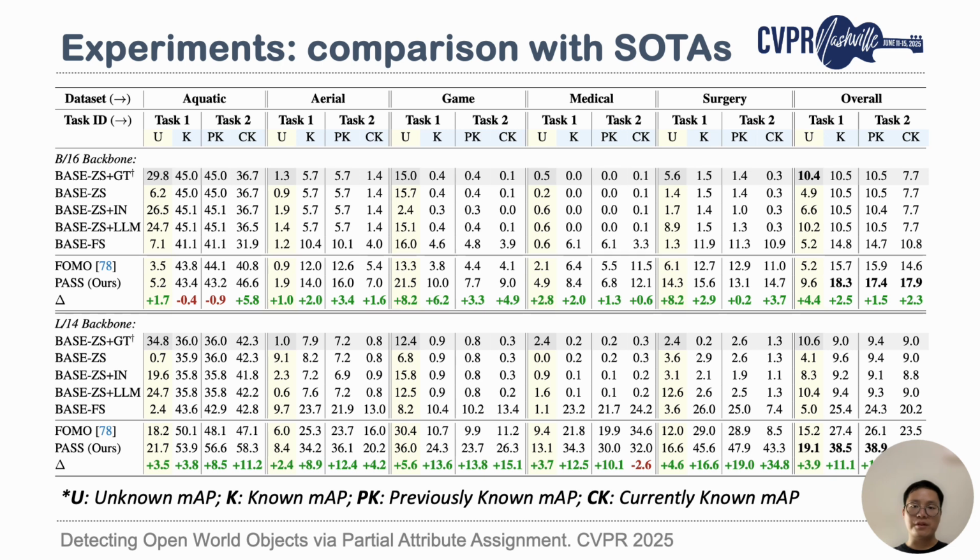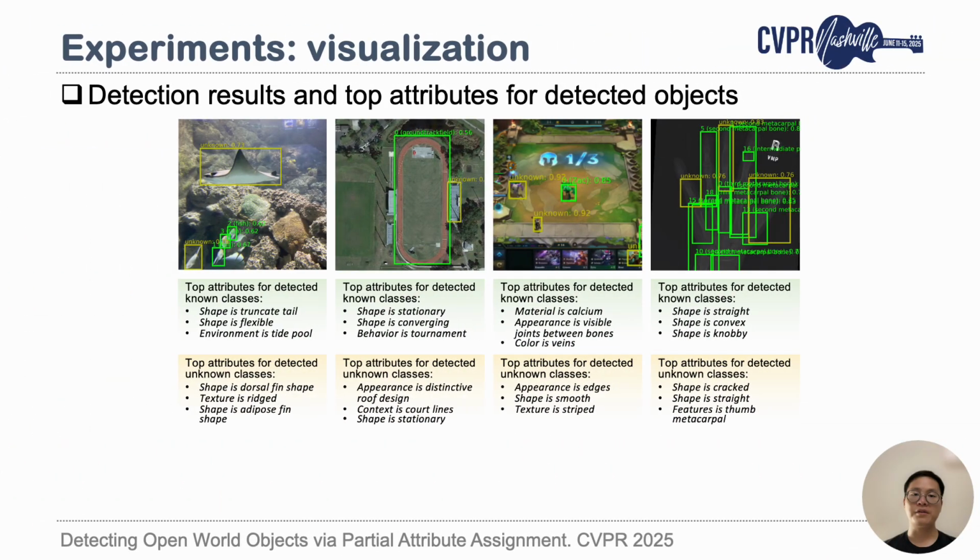From experimental results, we can observe significant performance improvement over the existing state-of-the-art methods. Also, we show that our method is able to accurately detect both known and unknown objects with explainable attributes.